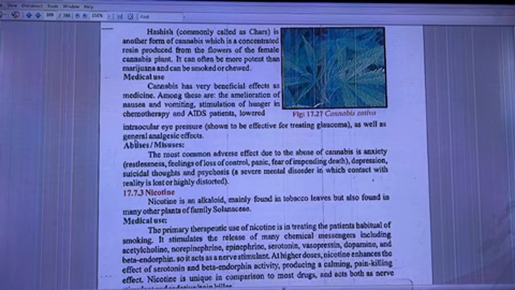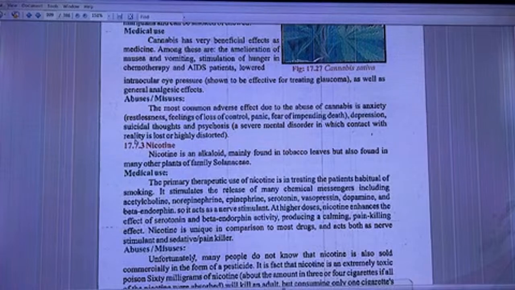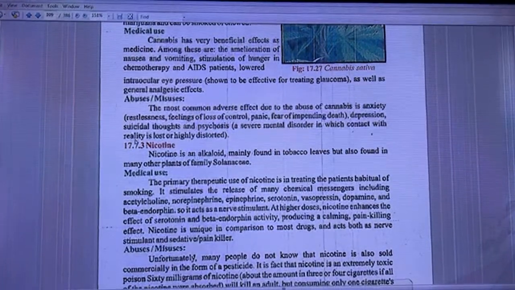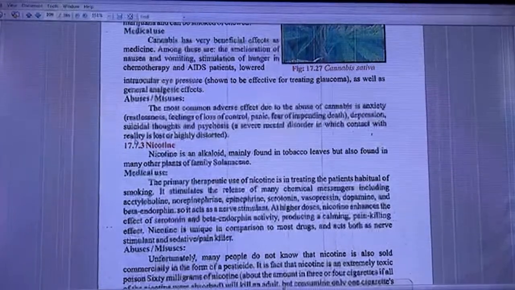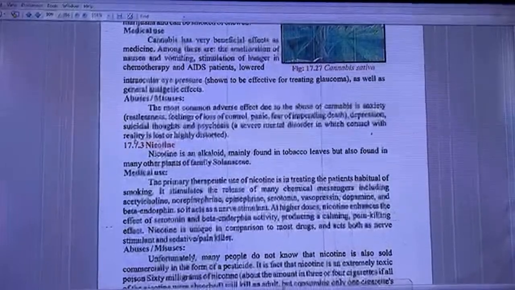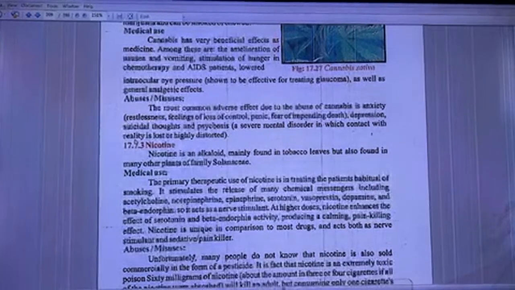Medical use. Cannabis has very beneficial effects as medicine. Among these are amelioration of nausea and vomiting from chemotherapy, stimulation of hunger in AIDS patients, and lowered intraocular eye pressure, shown to be effective for treating glaucoma, as well as general analgesic effects.